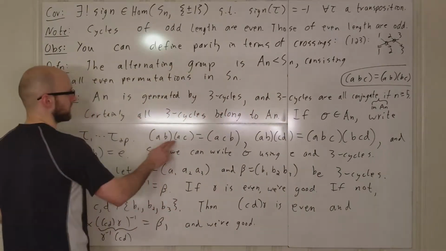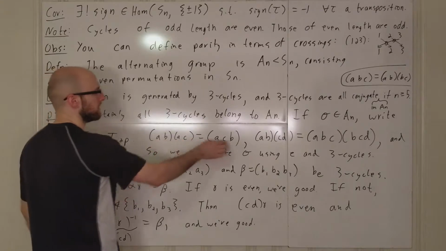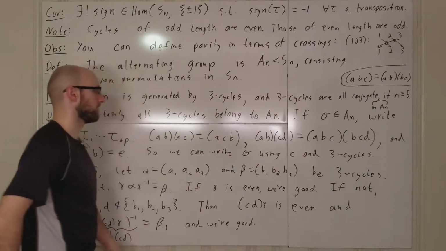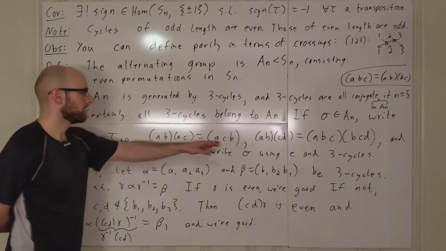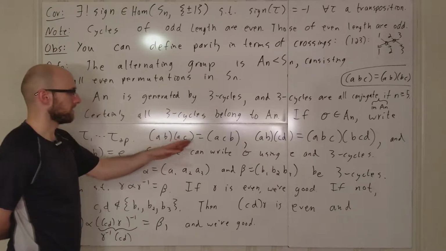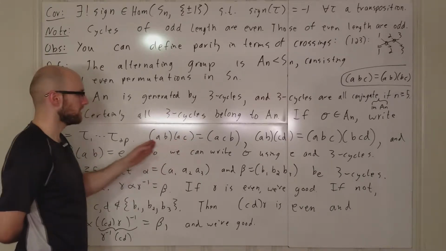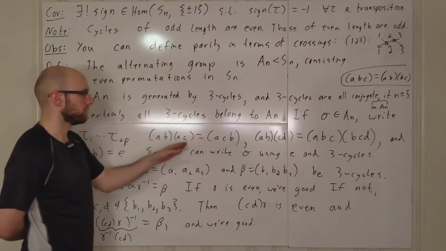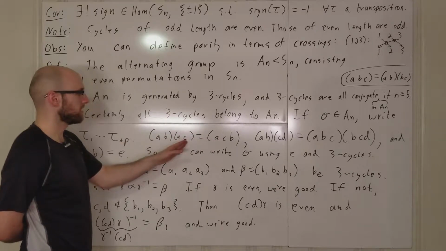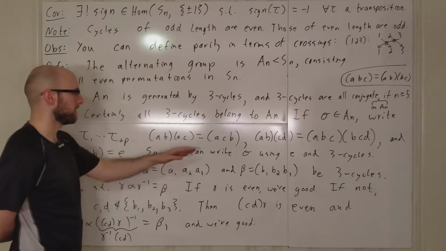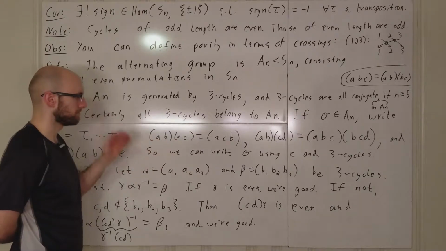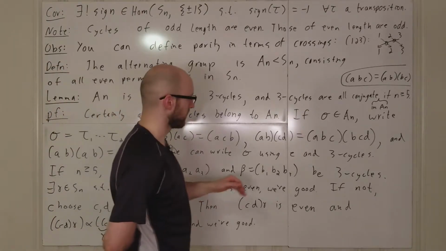Well, if they intersect at one index, say a, then it's equal to (a c b). And why is this? Here if you start at a, it'll go to c, and then it stays there. If you start at c, then it'll go to a and then to b. If you start at b, then it will go to a. So it agrees with this.